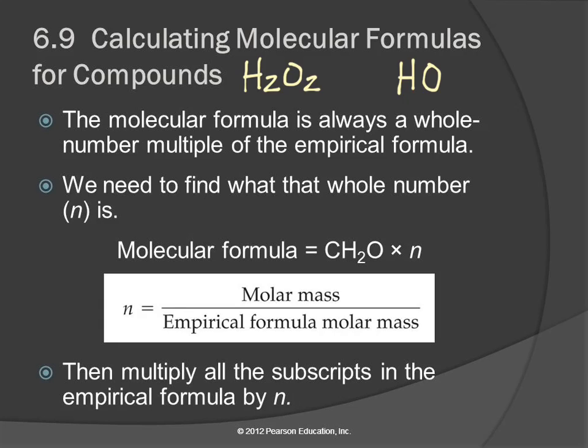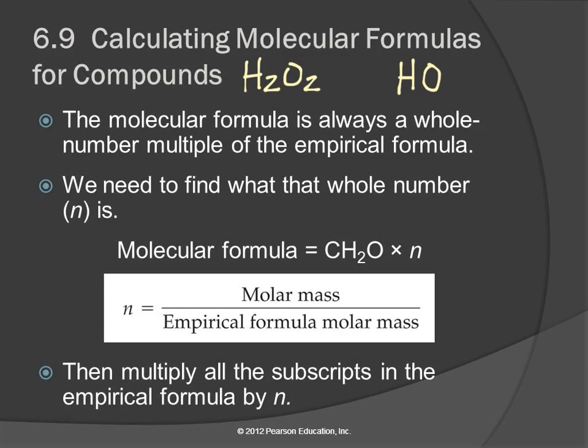That's the empirical formula. The molecular formula, though, is the number of atoms of each element actually in one molecule. If you were able to examine hydrogen peroxide molecules, they are not one hydrogen and one oxygen. They're two hydrogens and two oxygens bonded together. This is the molecular formula. It is a multiple of the empirical formula.